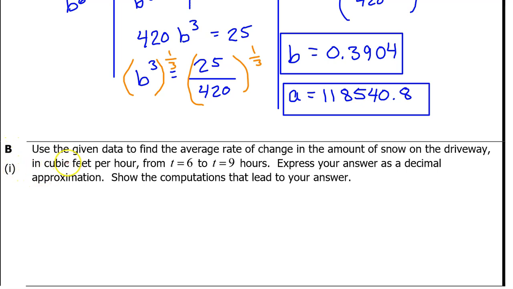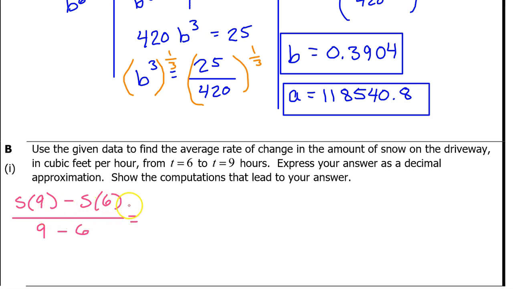B part 1. Use the given data to find the average rate of change in the amount of snow on the driveway in cubic feet per hour from t equals 6 to t equals 9 hours. Express your answer as a decimal approximation. Show the computations that lead to your answer.